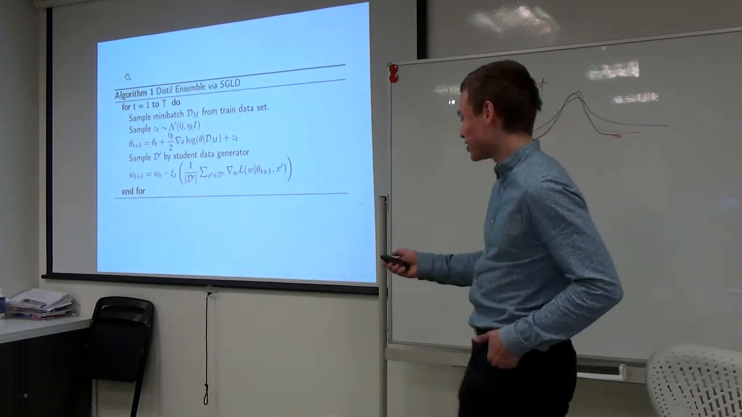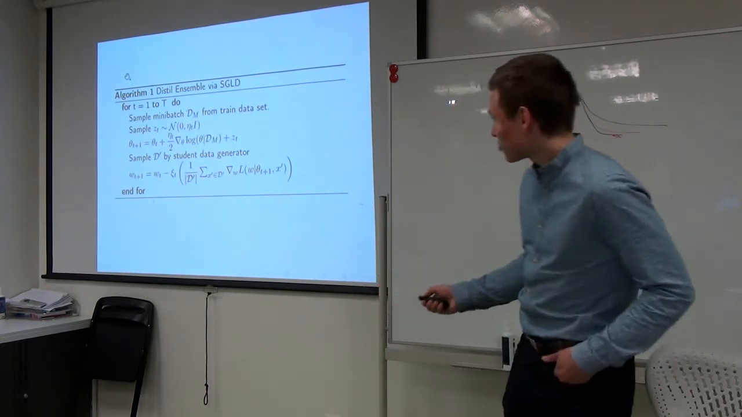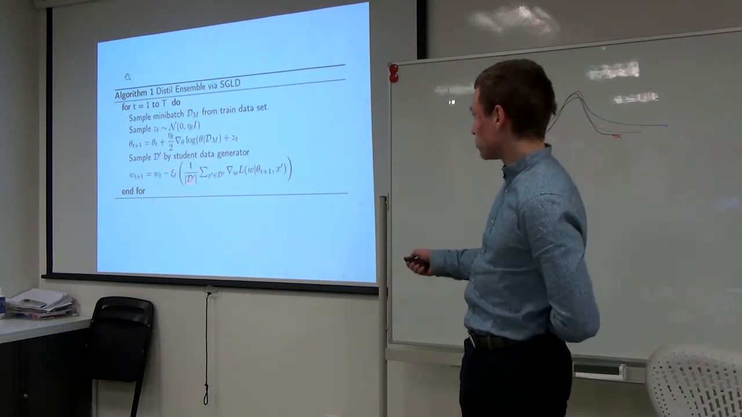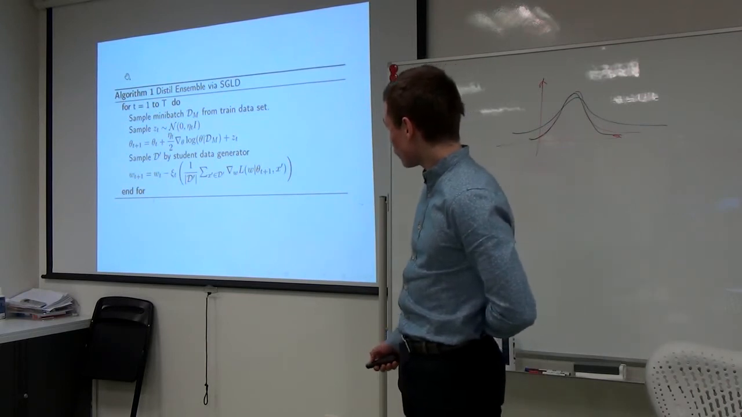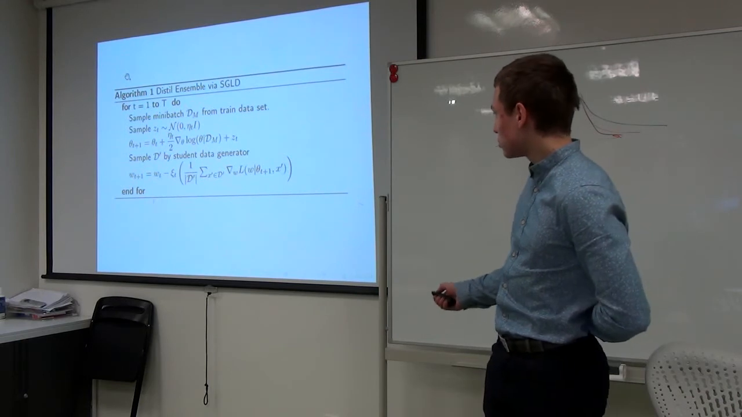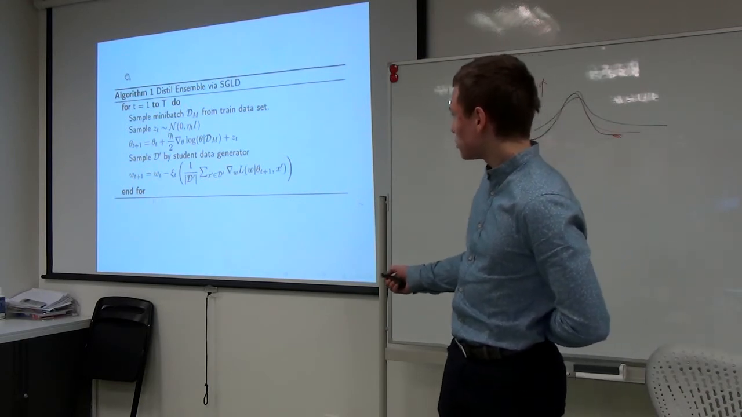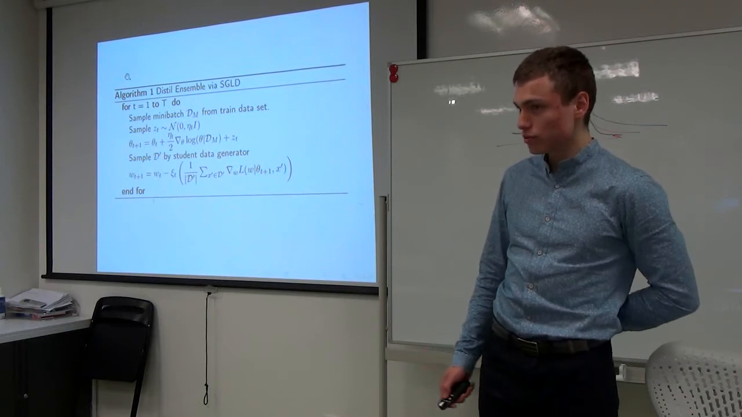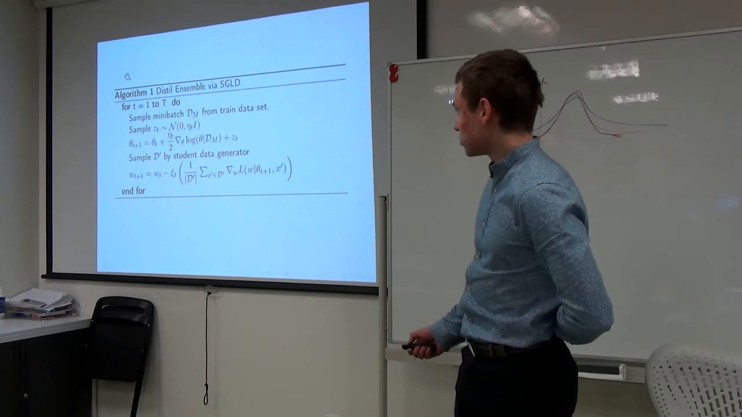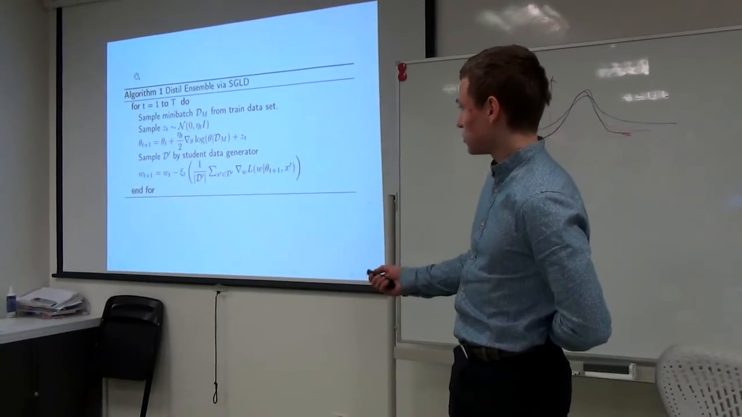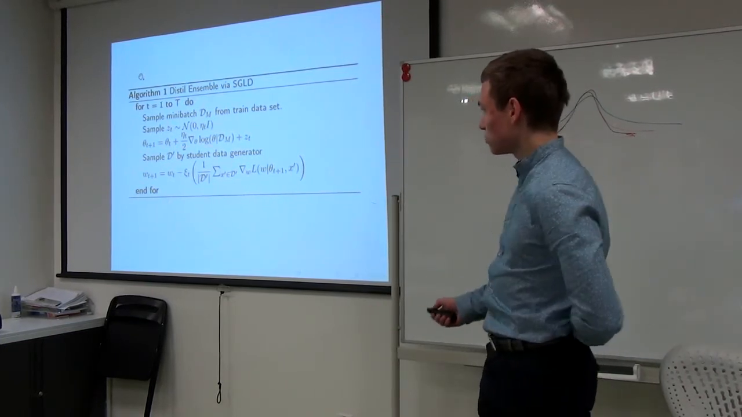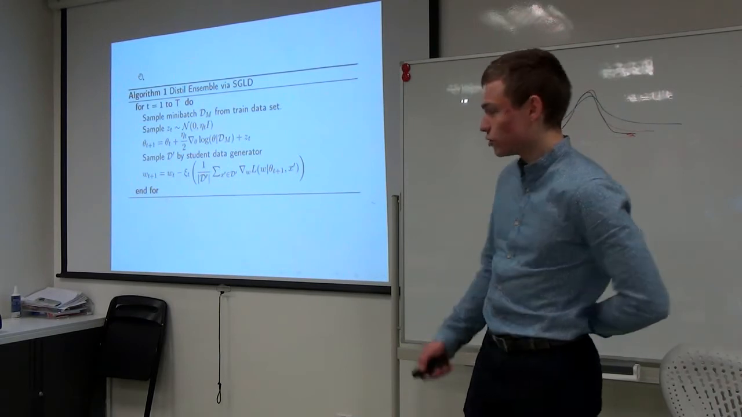So then we just make a step of stochastic gradient descent to optimize the student parameters for the student mini batch and the current teacher model. So for dropout, we do the same thing, but use not normal noise, but Bernoulli noise on activations.